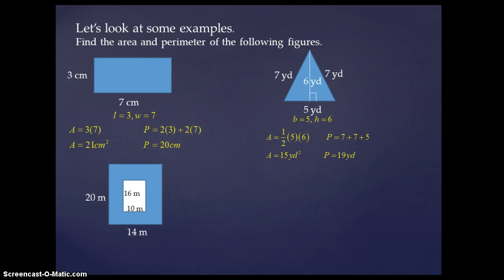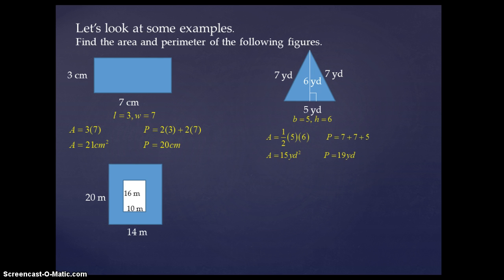So area is half of 5 times 6. And there's a lot of different ways we can evaluate, but 6 times 5 is 30, and divided by 2 is going to give us 15 yards squared. We can do it in that order because we've learned those properties of numbers, and the commutative property allows me to multiply in different orders. Perimeter is 7 plus 7 plus 5, the outsides of a triangle added together, which is 19 yards.